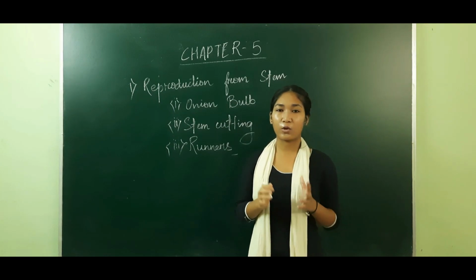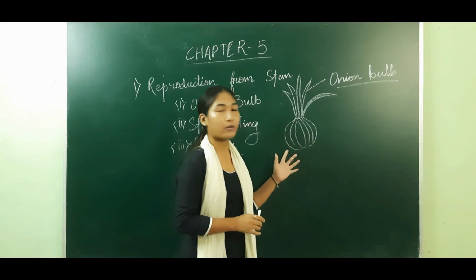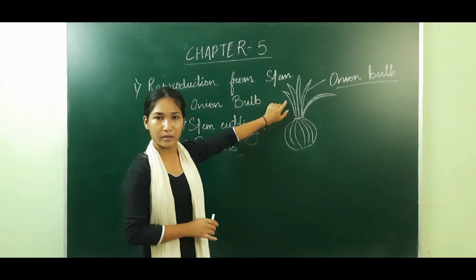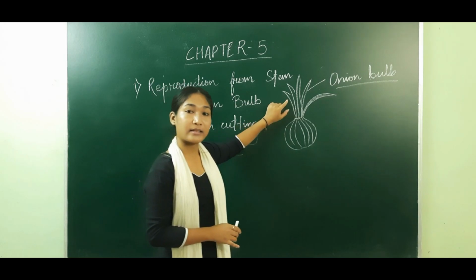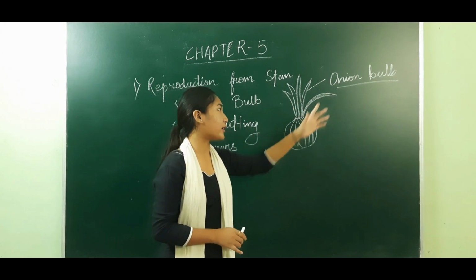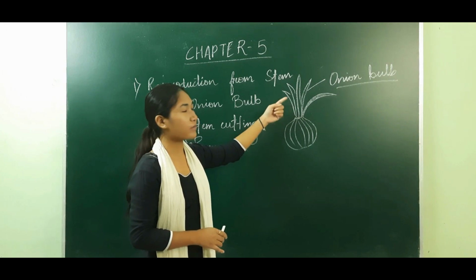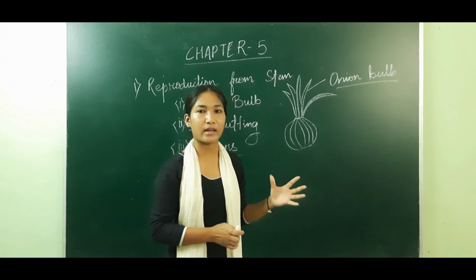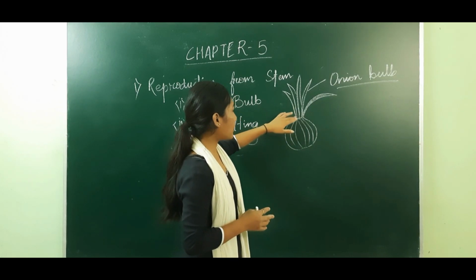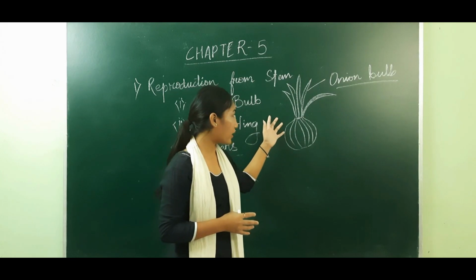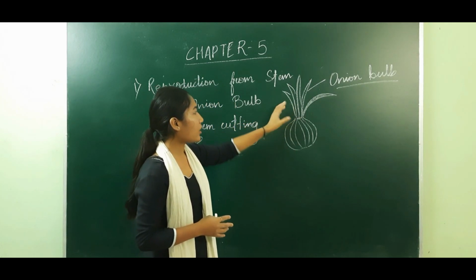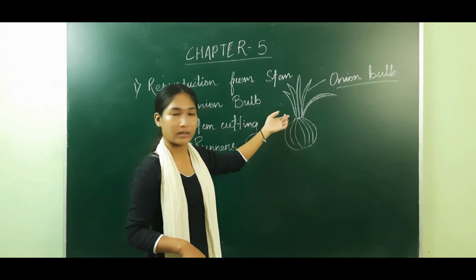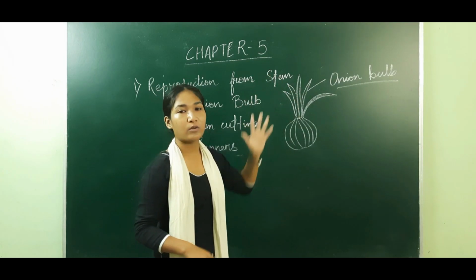Let me show you a diagram. This diagram shows an onion having an onion bulb. This is basically a stem of the onion, known as the onion bulb, and with the help of this bulb, the onion reproduces itself. It forms a new onion. The onion stays under the ground, and this will grow on the upper side of the ground into a new onion plant.